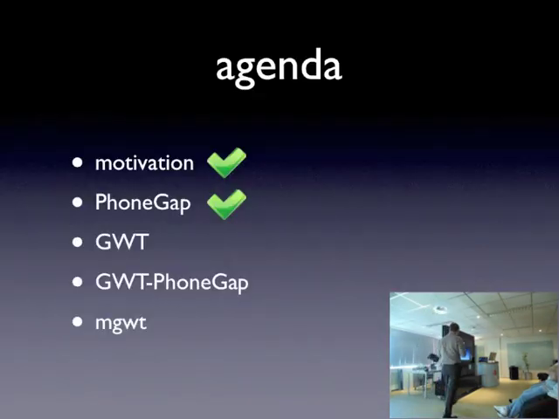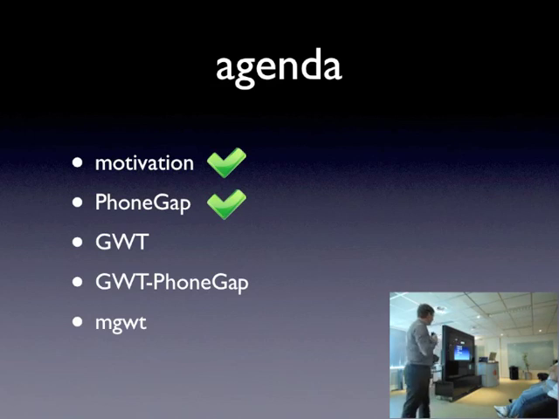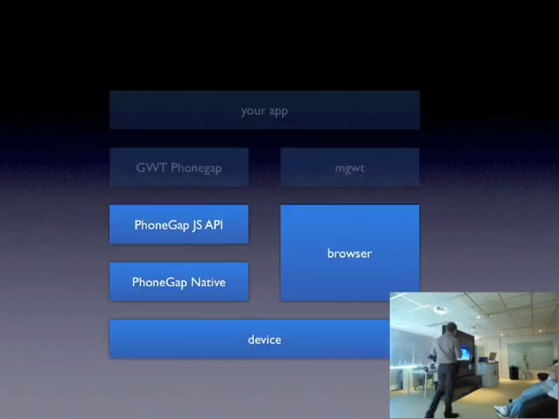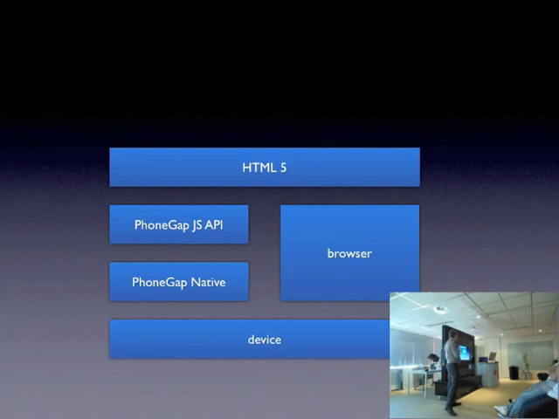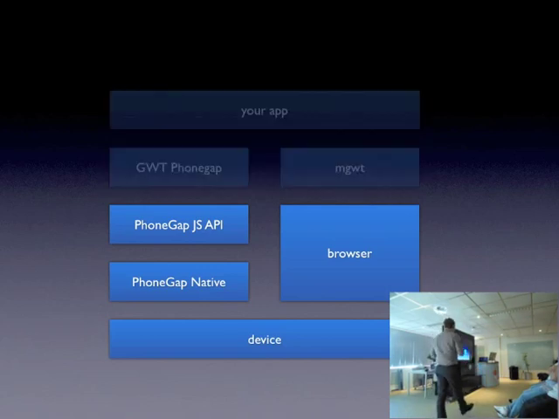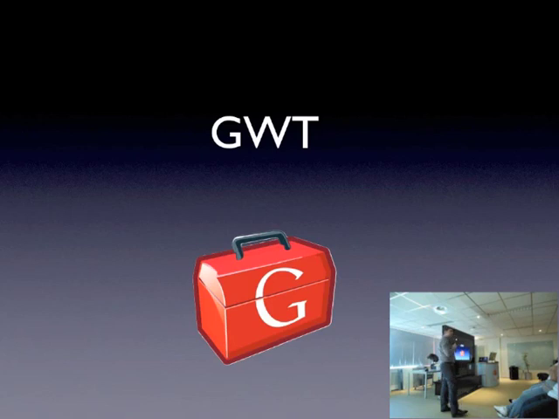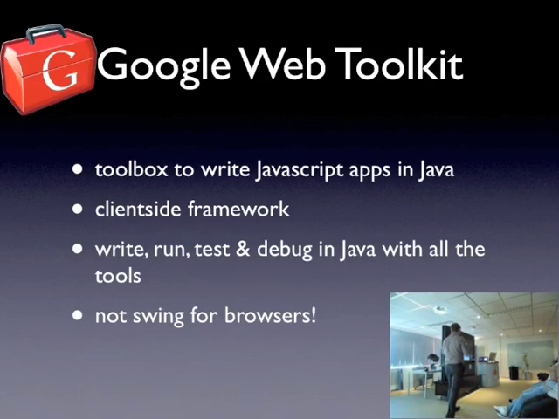So let's talk a little bit. We just heard some motivation. We just heard something about PhoneGap. Let's talk about GWT briefly. We just discovered that we can do anything with PhoneGap in the browser, and we just need some HTML5 to drive our app. And of course, as a GWT contributor, I'm voting here for GWT. But there are some very nice things in GWT which make mobile development very good. But let's first talk about GWT in general. It's the Google Web Toolkit.